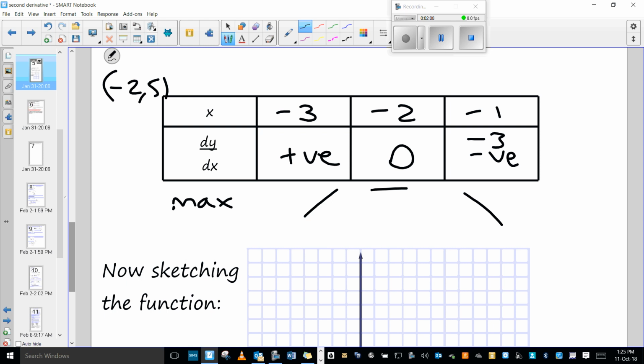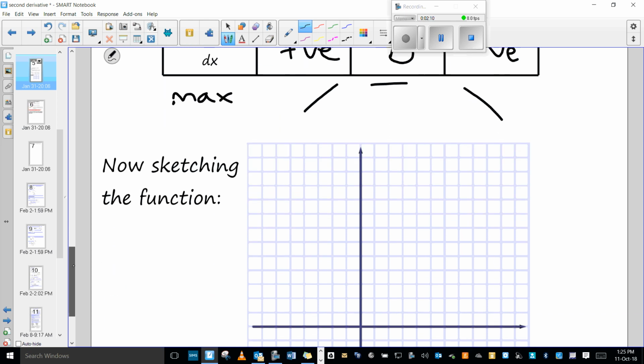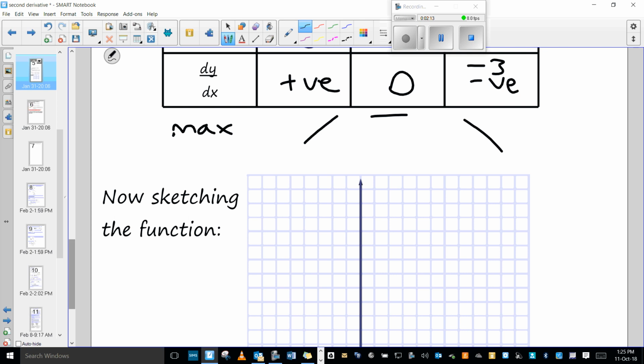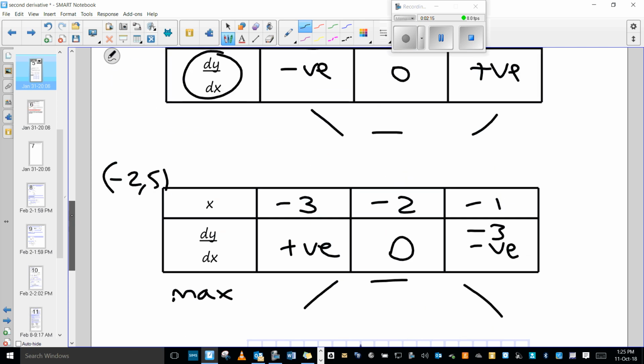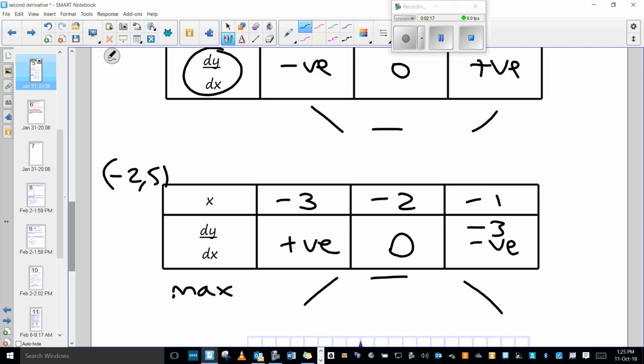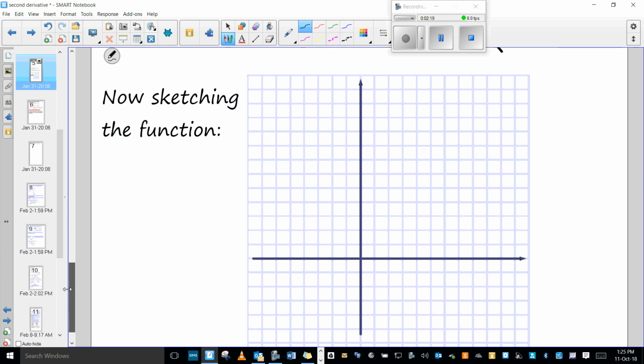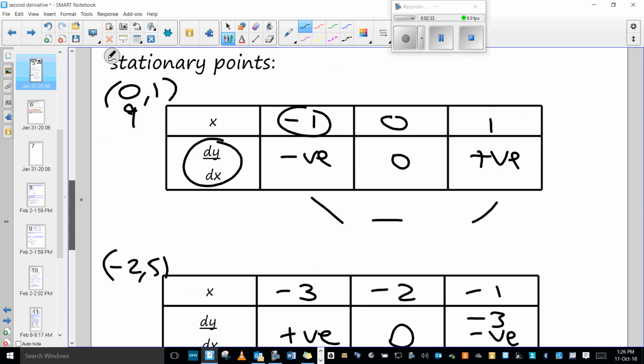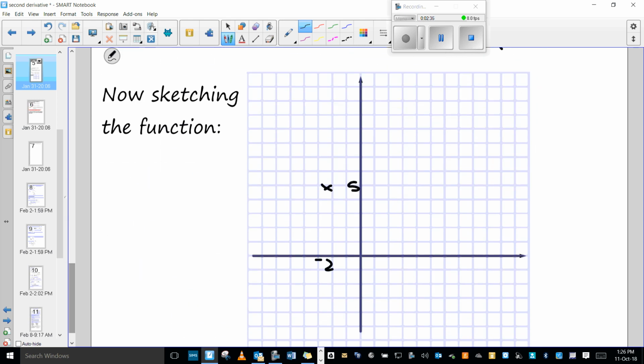So how does that help us? Well, we've got our axes here. We know our two stationary points. (-2, 5) is one of our stationary points. I'm going to pretend that's where they are. And I know that the other one is at (0, 1).